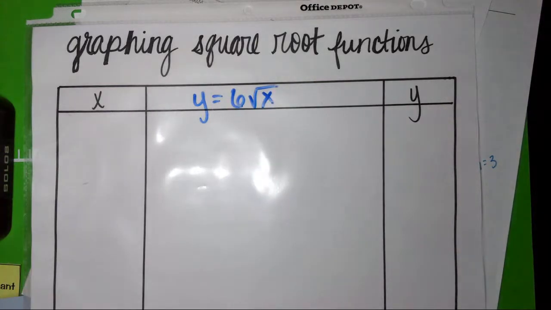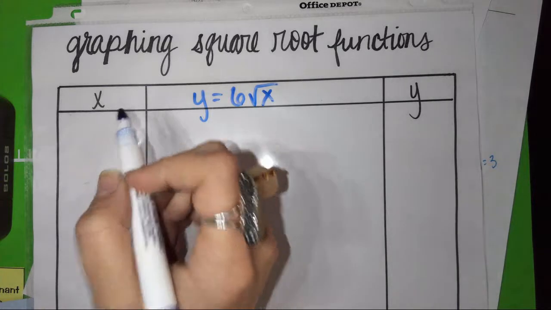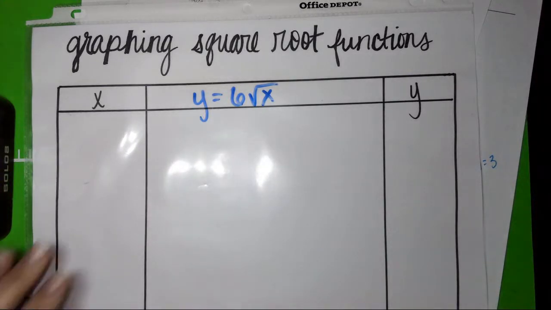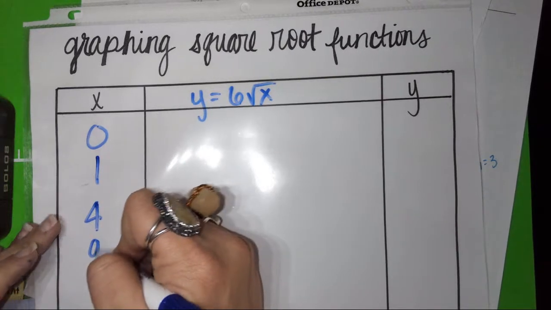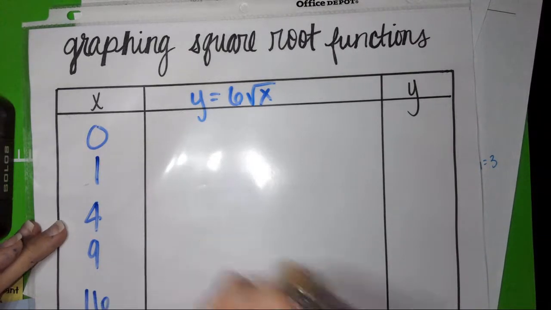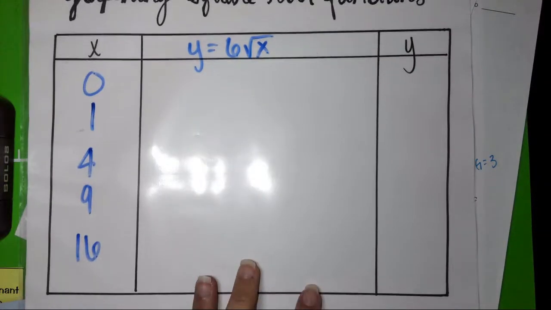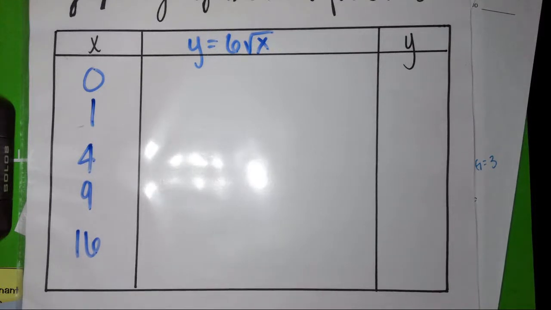Now, did I change anything under the radical? You did not. So what x values am I going to use? You're gonna use perfect squares. And what's our first perfect square? And then, I want you to add 16 to that.